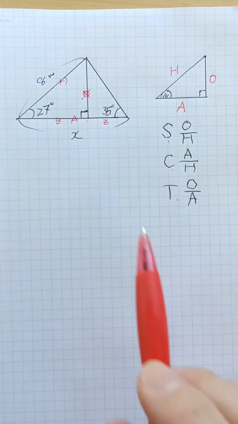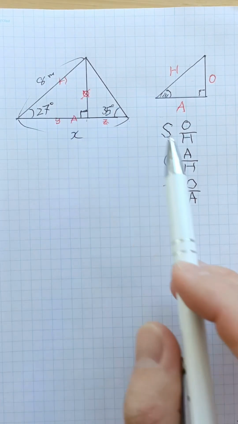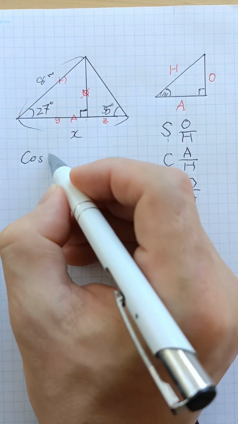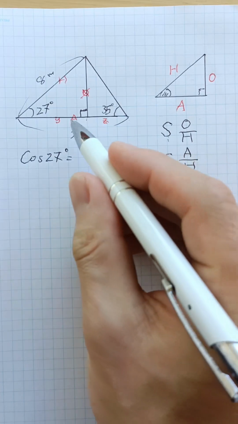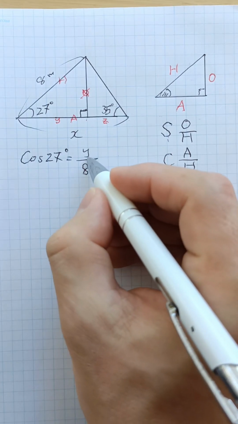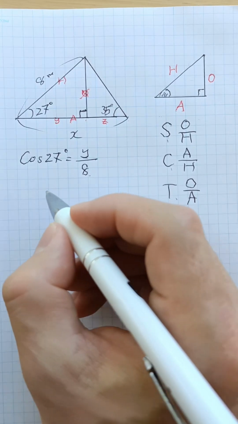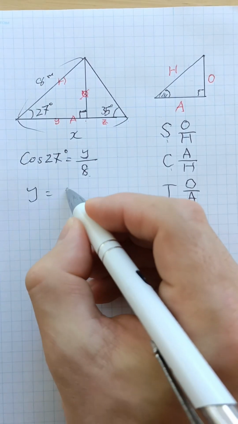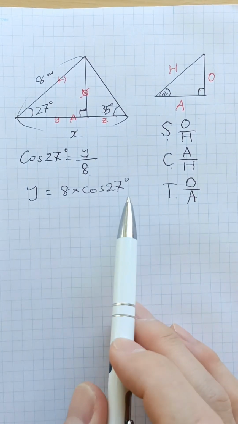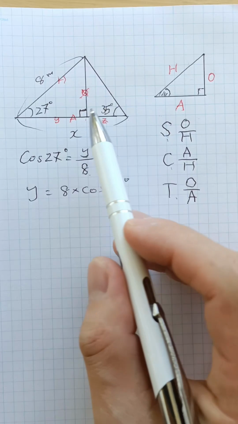To figure out Y, we are following the structure of SOHCAHTOA. We are using CAH, as A and H here, okay? So cosine 27 degrees is A over H, which is Y over 8. And when you have a variable on the top, you do number times cosine, okay? So Y equals 8 times cosine 27 degrees, okay? We will calculate this one later. Then let's try to figure out Z first.